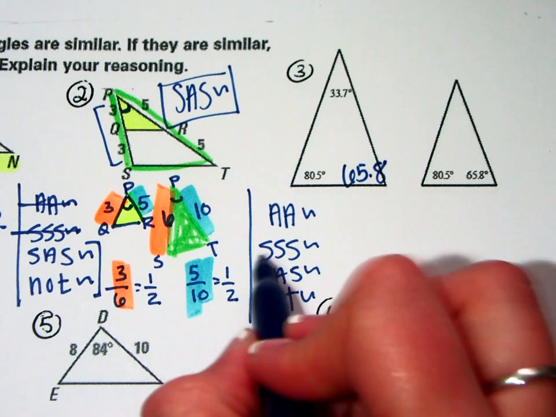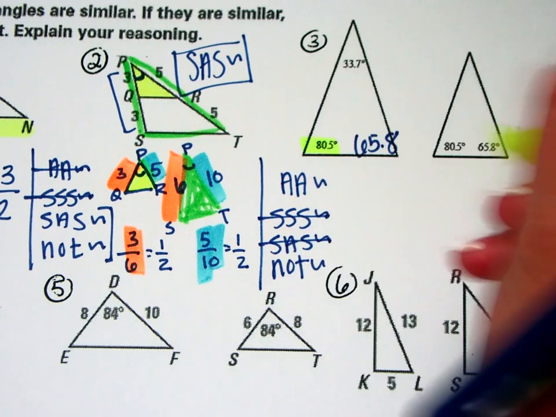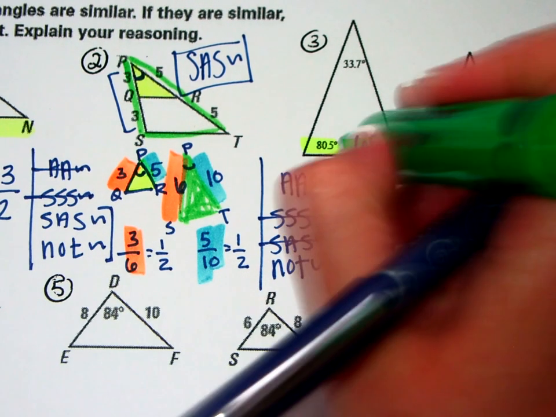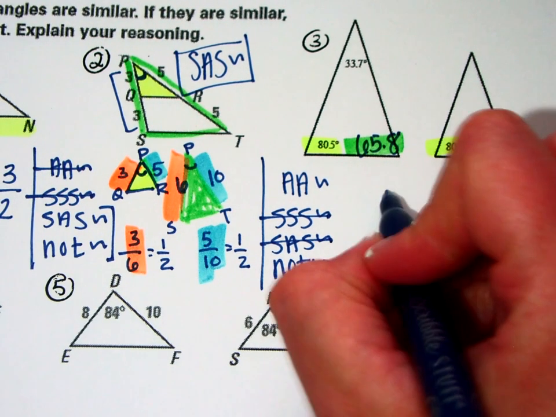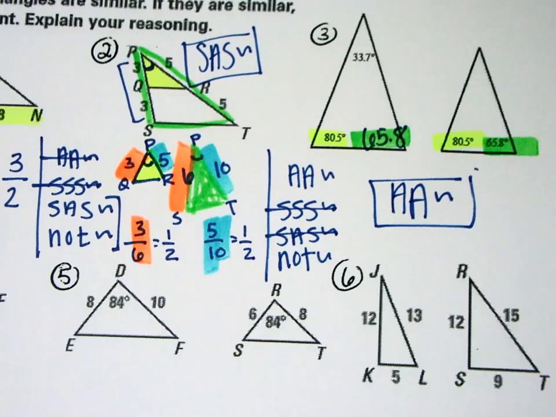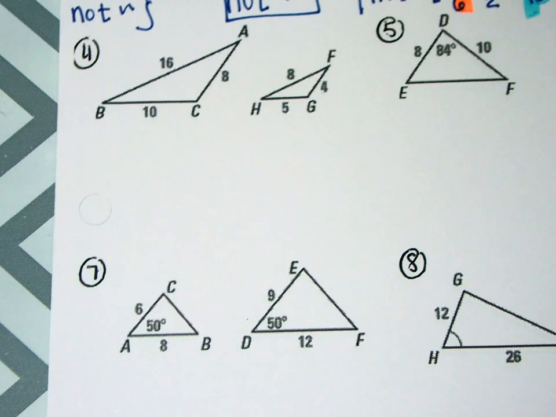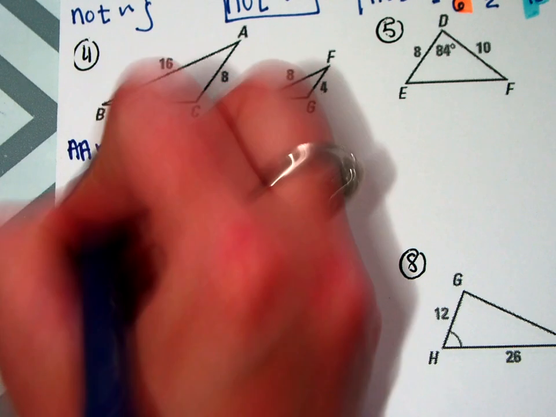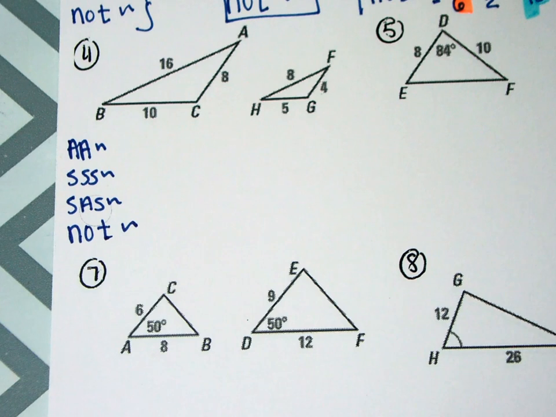I know nothing about sides, so I can't use either of those, and now I'm just going to compare. I have 80.5, 80.5, 65.8, 65.8. So I have two angles that correspond to each other, so this is AA similarity. The final one we're going to do, so we have an example of each type, is number 4. It's not enough to just look at it. You have to make sure that the ratios simplify. So again, I'm going to write down my options: AA similarity, side-side-side similarity, side-angle-side similarity, and not similar.